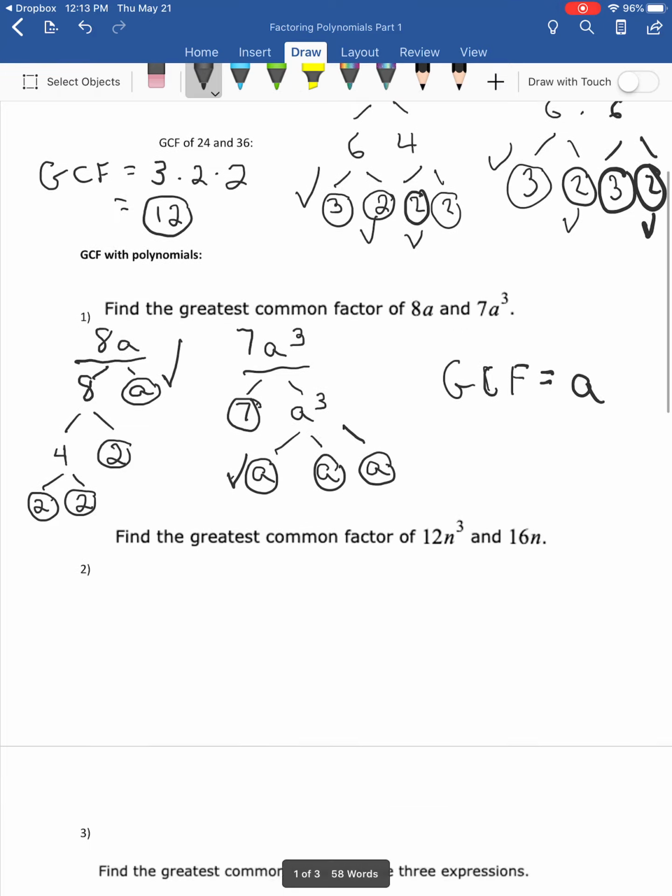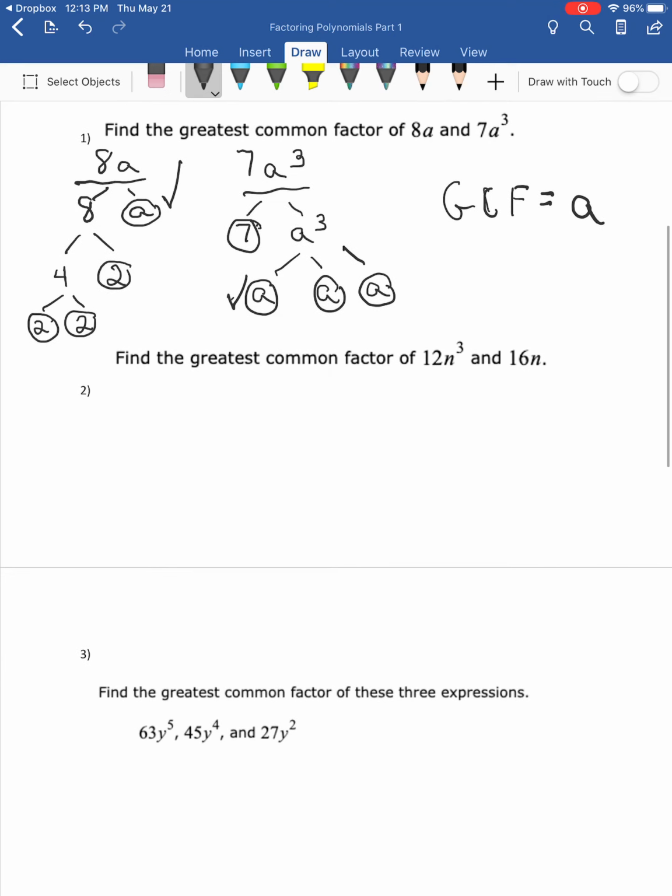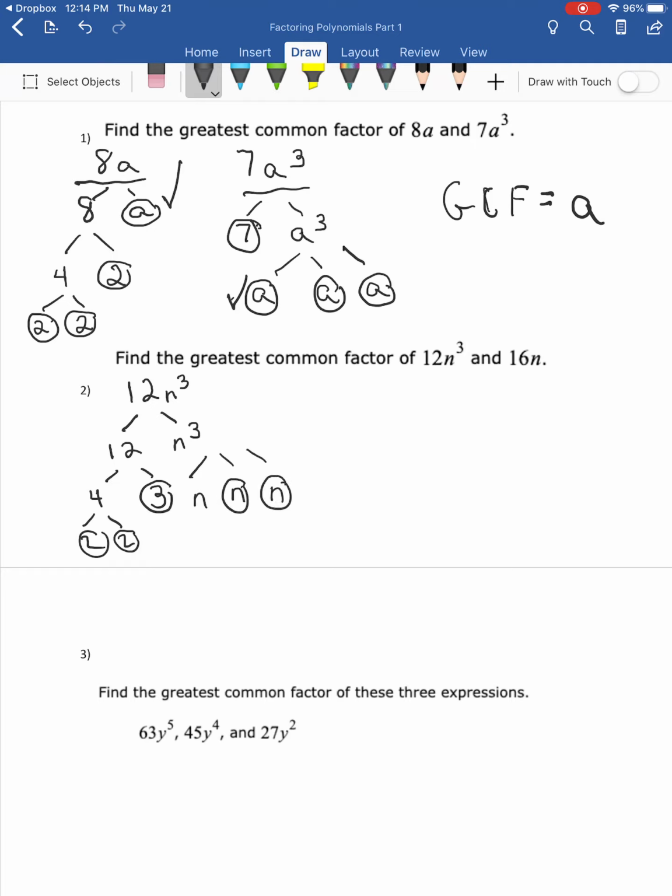All right, greatest common factor of 12n cubed and 16n. So let's do a factor tree for 12n cubed. That's going to be 12 times n cubed. 12 is 4 and 3. 3 is a prime. 4 is 2 and 2. Those are primes. N cubed is n, n, n. Those are each primes.